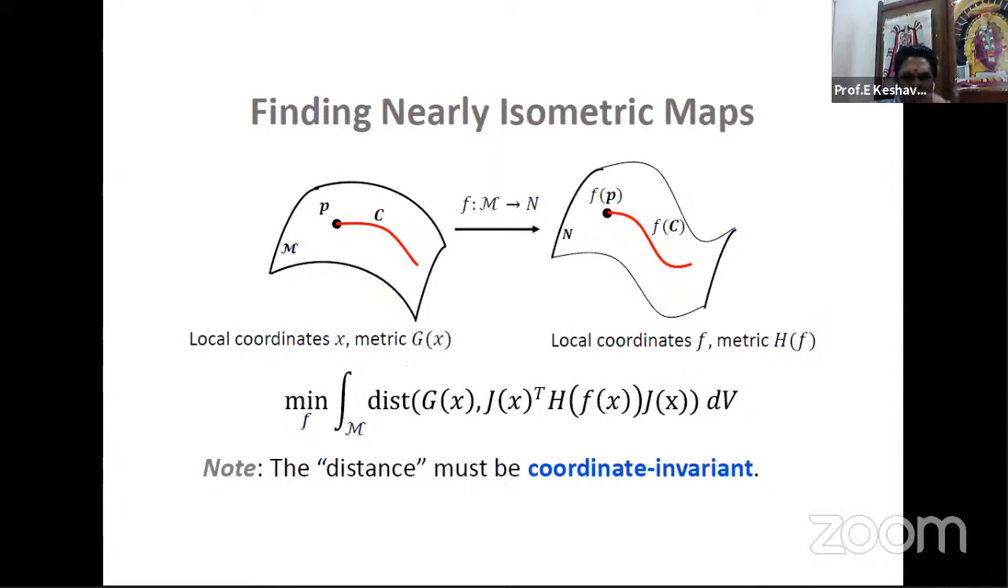That is finding nearly isometric maps. When it is not possible, we have to find a nearly isometric map from this one to this one, that is f: M to N. This is nearly isometric. Local coordinates are both there, the metric is there, and we minimize the errors. With nearly isometric maps we preserve the distance and the angle, coordinate invariance.